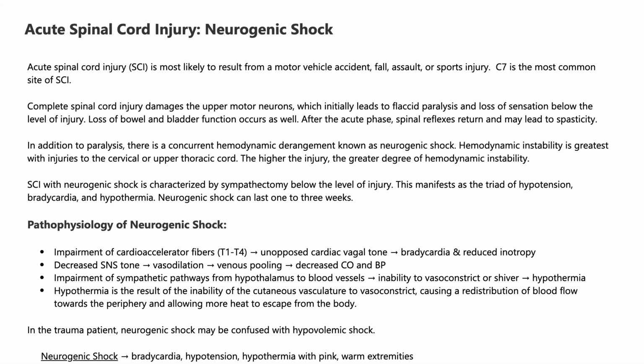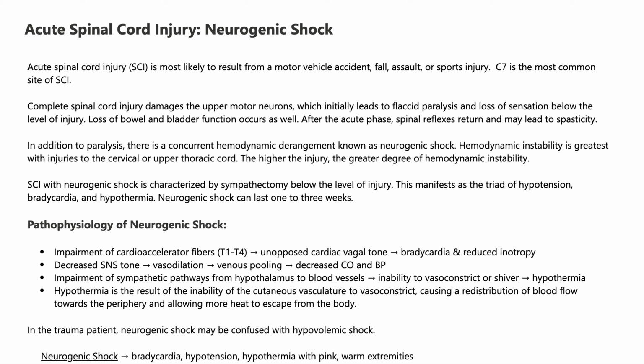The following is a review of acute spinal cord injury and neurogenic shock. Acute spinal cord injury is most likely to result from a motor vehicle accident, fall, assault, or sport injury, and C7 is the most common site of spinal cord injury. Complete spinal cord injury damages the upper motor neurons, which initially leads to flaccid paralysis and loss of sensation below the level of injury. Loss of bowel and bladder function occurs as well, and after the acute phase, spinal reflexes return and may lead to spasticity.